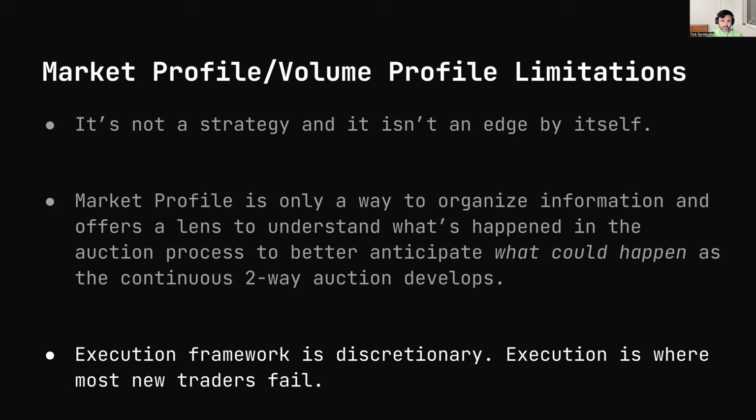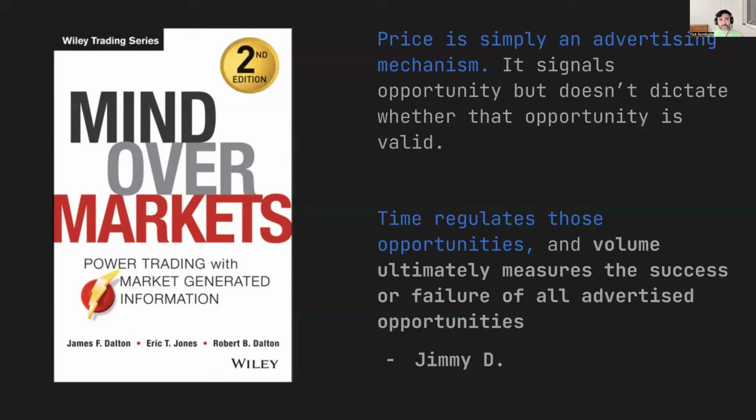That second bullet is what it says. It helps you understand what's happened in the auction process in the past to better anticipate what can happen in the future as the auction develops. The edge really comes from the execution framework. All market profile or volume profile gives you is kind of a map for your intraday decision making, so that you can make your entries in areas where you're not being a sucker. Execution is unfortunately where most new traders fail, I think, outside of risk management.